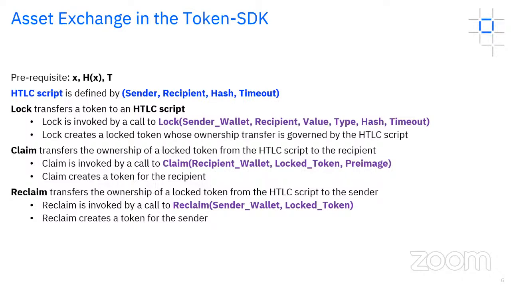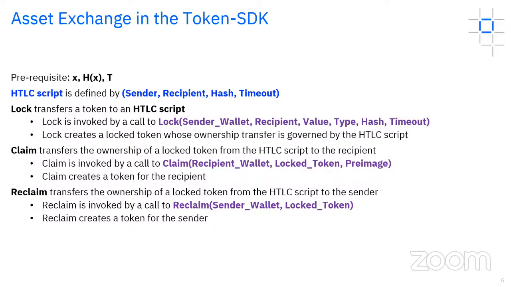Now, there is the claim operation, which corresponds to the happy path. So basically, Alice and Bob are both online, they are both willing to complete the cycle of the HTLC script. So the moment they see a lock transaction, they would claim, conditioned on them knowing the preimage of the hash in the script. So here the claim would just have the recipient's wallet. It will identify the locked token, and it will take the preimage.